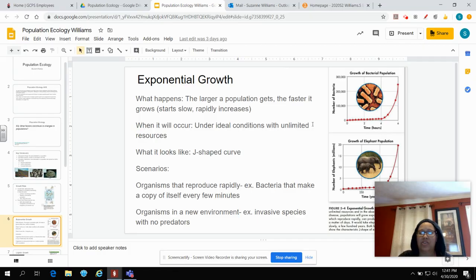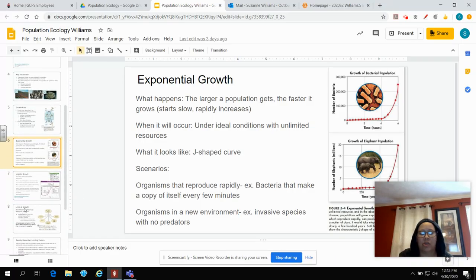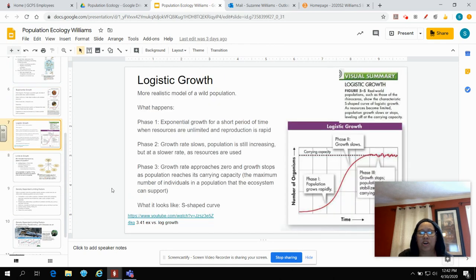But typically, this does not happen in nature because resources don't go on forever. So even the coronavirus, the worst case scenario, viruses need hosts. So if you run out of hosts, you're going to run out of virus. But we certainly do not want to wait for that to happen. The much more realistic population growth model is going to be logistic growth. And to start, logistic growth starts with exponential growth.